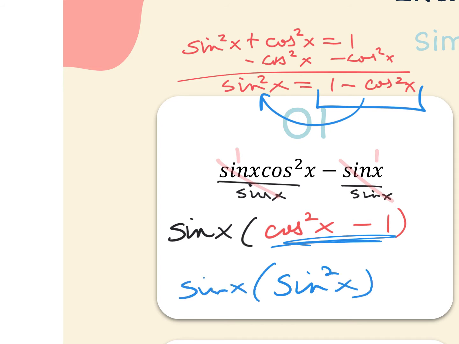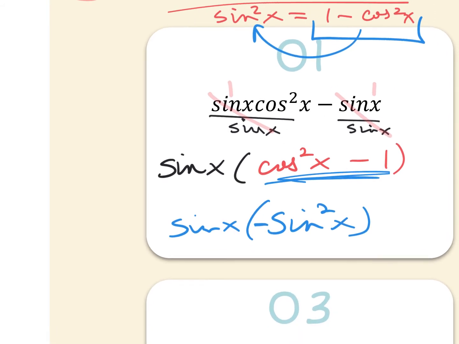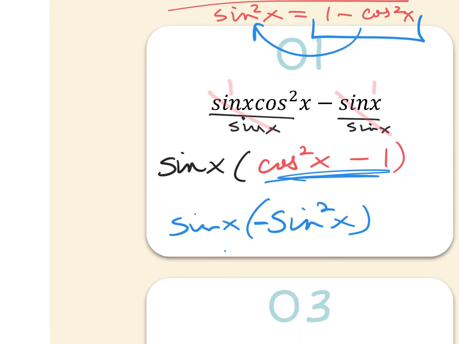And then I still had that GCF outside. And now what I need to do here, though, is this is backwards. So really what's going in here is a negative sine squared x. And then when I multiply it, it becomes negative sine cubed x is the final answer.